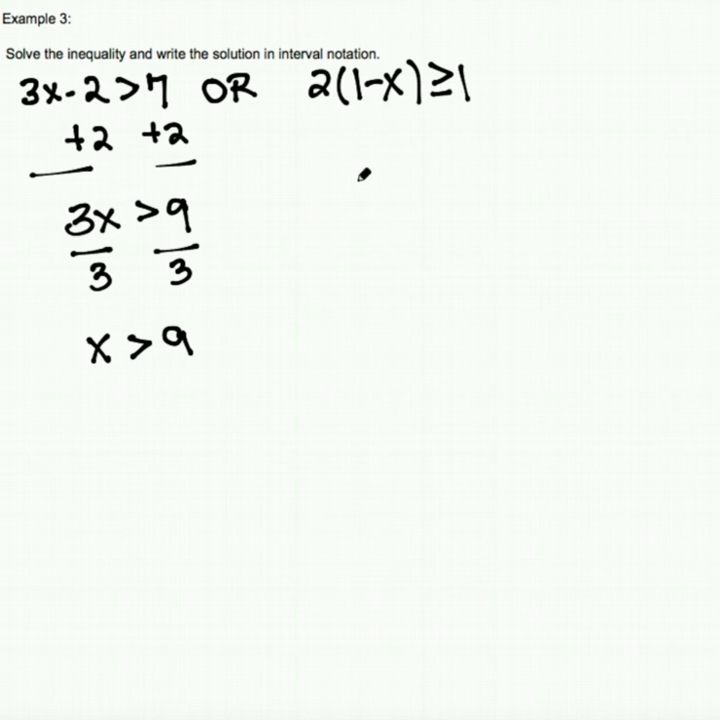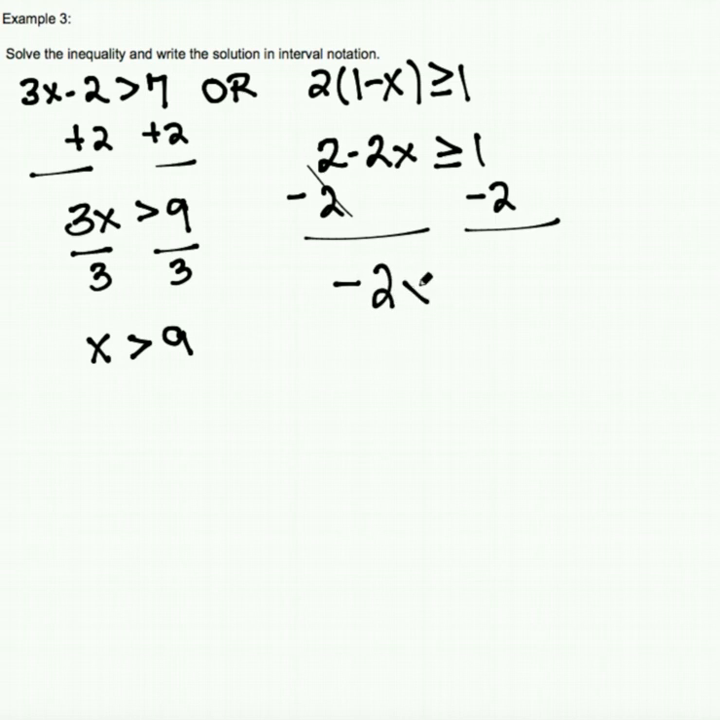2 times the quantity 1 minus x is greater than or equal to 1. So I'm going to distribute the 2 first. So 2 minus 2x is greater than or equal to 1. Again, I'm trying to get x by itself. So I'm going to first subtract 2 from both sides. That leaves me with negative 2x is greater than or equal to 1 minus 2, which is negative 1. And then notice my last step is to divide by negative 2. I'm going to put a little note here. We are dividing by a negative.